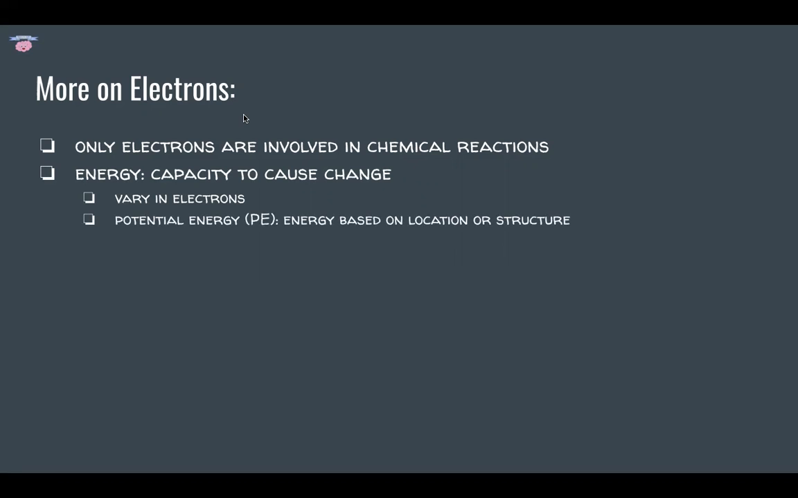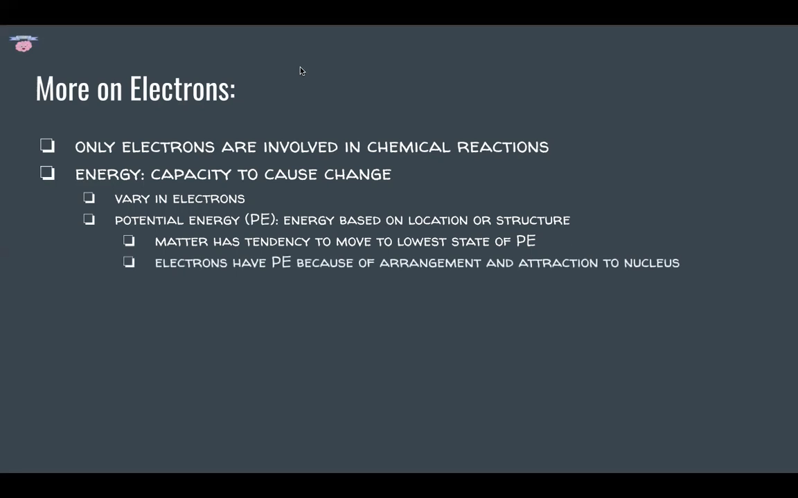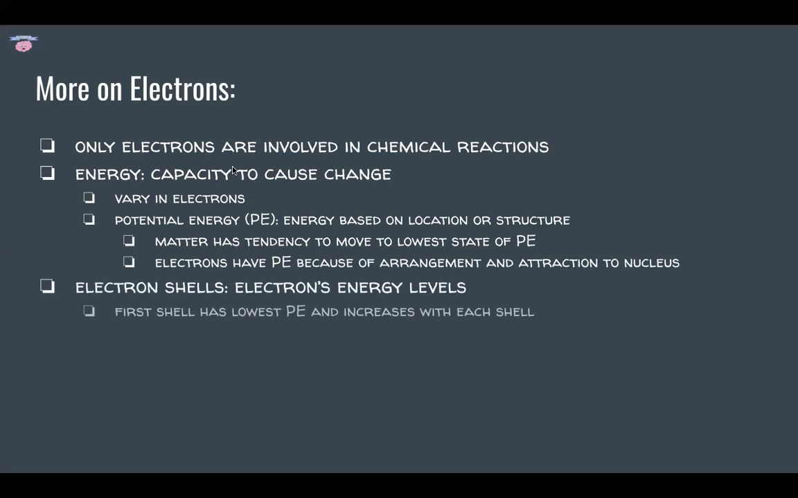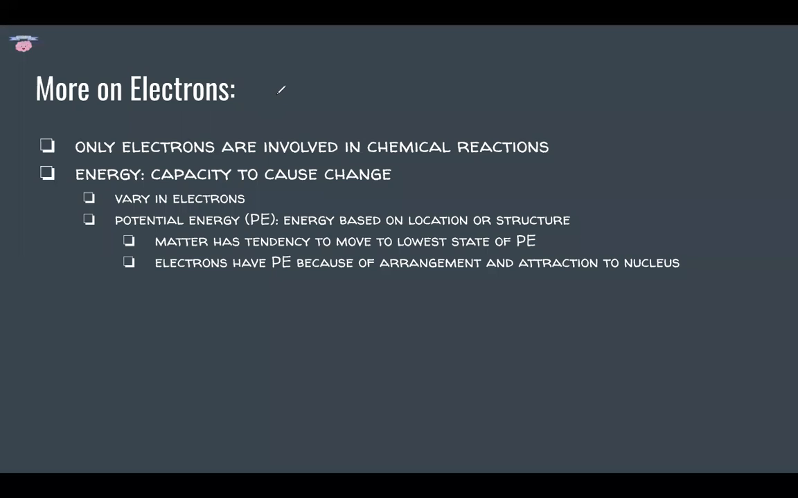Potential energy is the energy based on location or structure. Matter has a tendency to move to the lowest state of potential energy. I mean, it makes sense. You'd rather be on the first floor than the 20th floor when you fall. Electrons have potential energy because of the arrangement and attraction to their nucleus. So if this is the nucleus, we can have little electrons here. Now, the model I showed you with the ring is slightly simplified. Electrons can actually be anywhere in this ring. The arrangement, the location relative to the nucleus, is why they have potential energy.